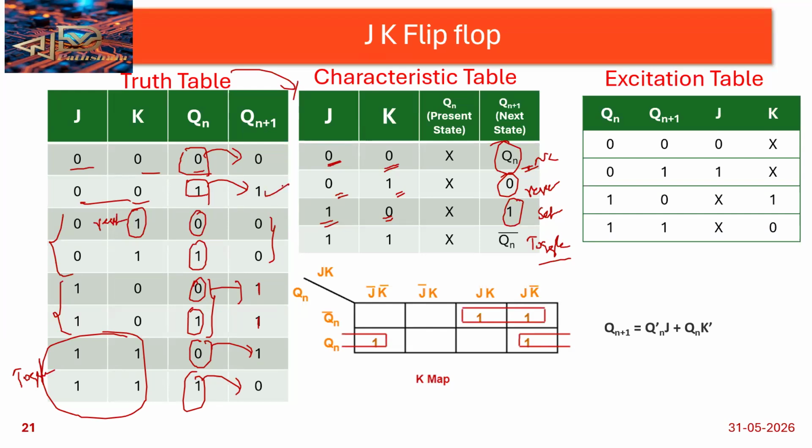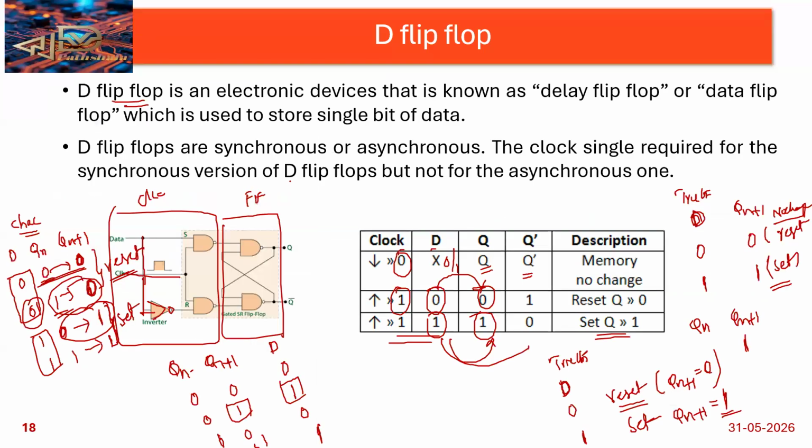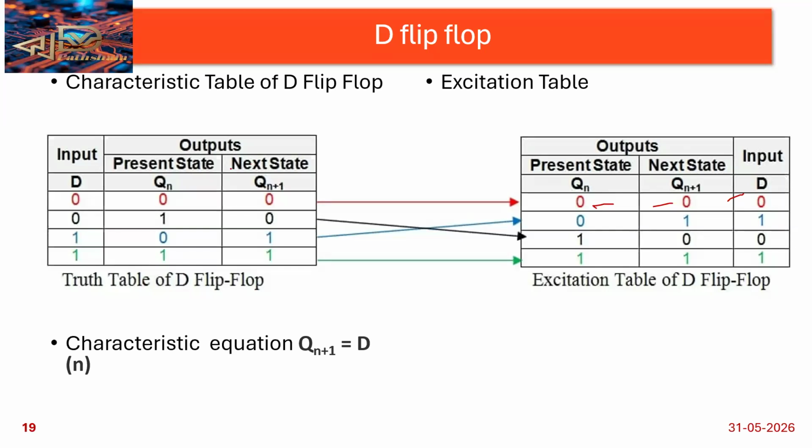See, in the D flip flop also we need to find the K map for this one. See, this is the output I am getting, right? Qn plus 1 is the output. So what is the output I am getting here? Qn plus 1 equals D only, I got that.